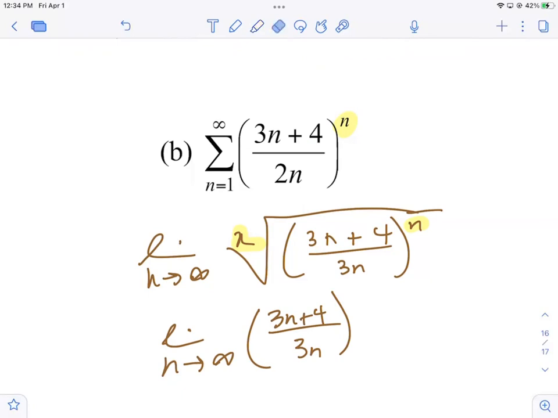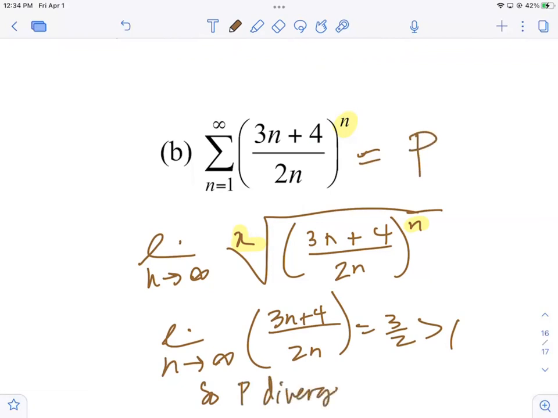This should be a 2 down here. I don't know why I turned it into 3. This turns into 3/2, which is greater than 1. So let's call this series P. So P diverges by the root test.